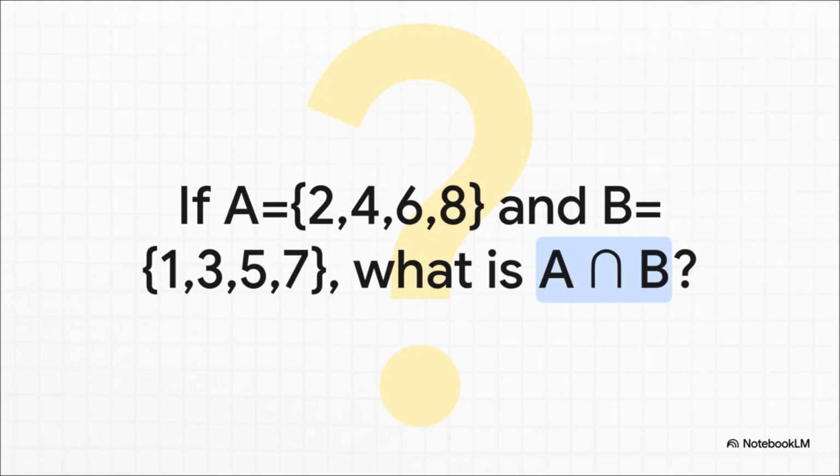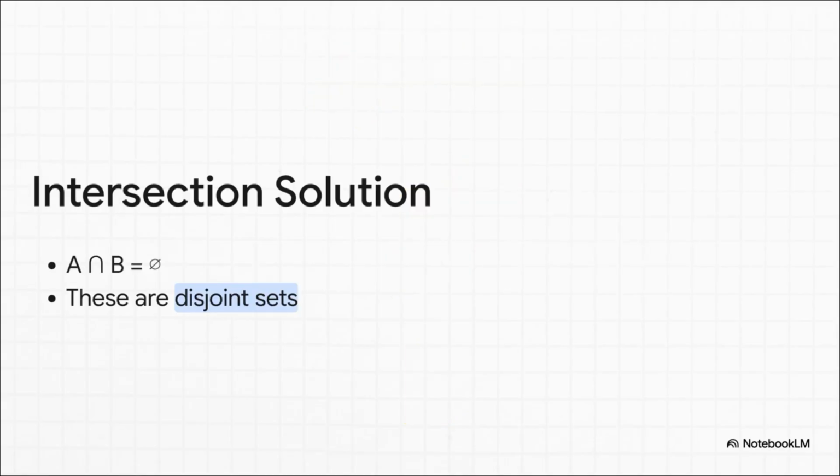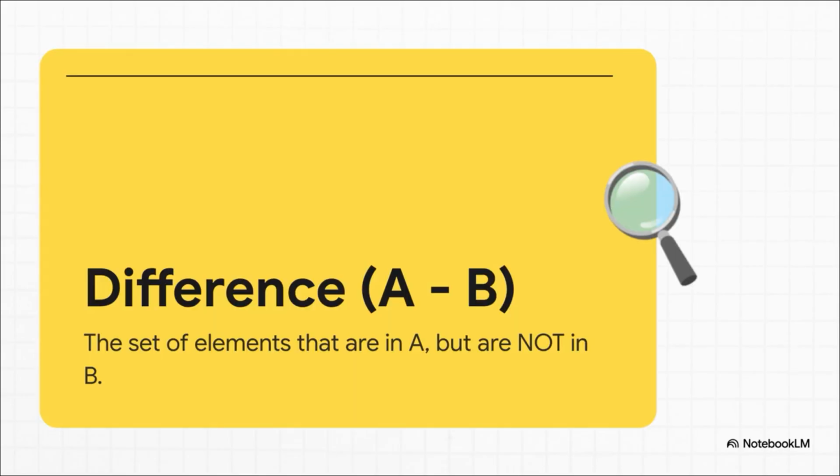Time for another exercise, and heads up, this one has a slight trick to it. If A is {2, 4, 6, 8}, and B is {1, 3, 5, 7}, what is the intersection? Pause the explainer and solve it. How did you do? The answer is actually the empty set, symbolized by that circle with a slash through it. Think about it. Set A is all even numbers, and set B is all odd numbers. Because they share absolutely 0 elements, their intersection is totally empty. When this happens, we call them disjoint sets. Moving right along, we have set difference, written as A minus B.